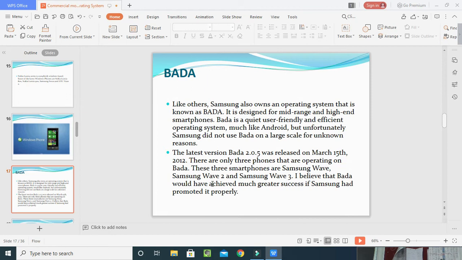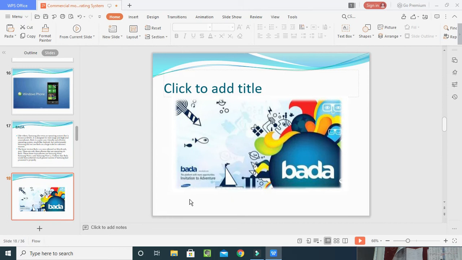There are only three phones operating on Bada: Samsung Wave, Samsung Wave 2, and Samsung Wave 3, meaning Wave 1, Wave 2, and Wave 3. Bada would have achieved much greater success if Samsung had promoted it properly. But they did not promote it properly, and the demand was not great for a long time. So again, Android took over the market. That's the reason Android mobiles are running in high demand in the market. Now, this is the Bada picture, how it looks. It is the operating system used by Samsung.